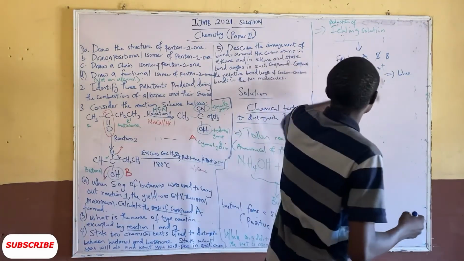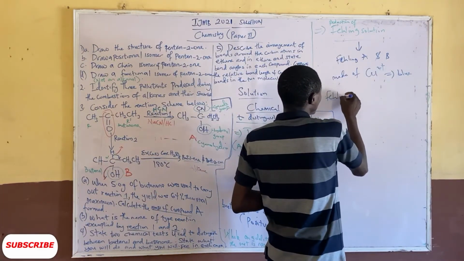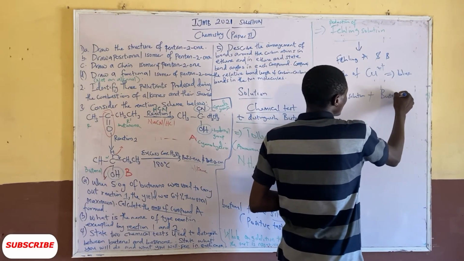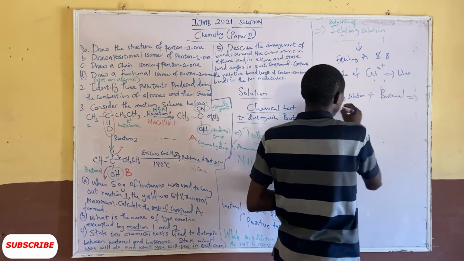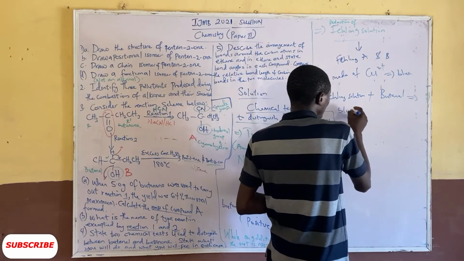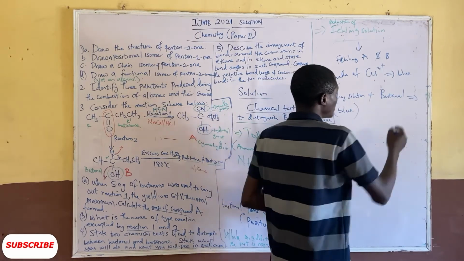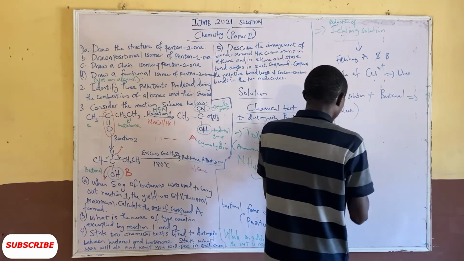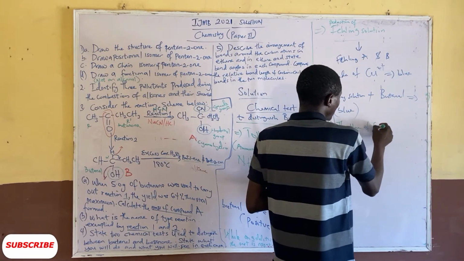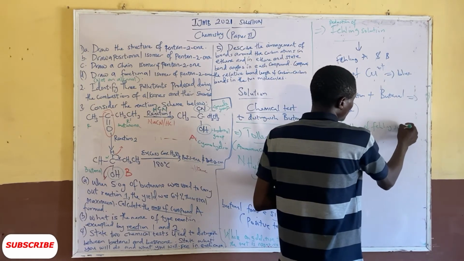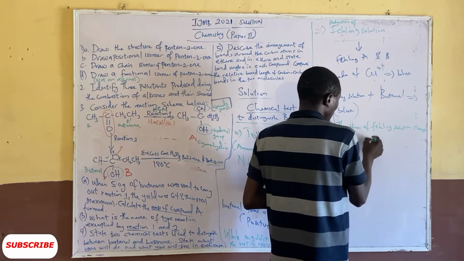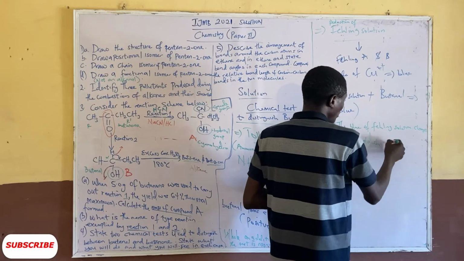So when you add Fehling's solution plus butanal, definitely the blue color of the solution changes. When Fehling's solution is added to butanal, the blue color changes to red or reddish brown.